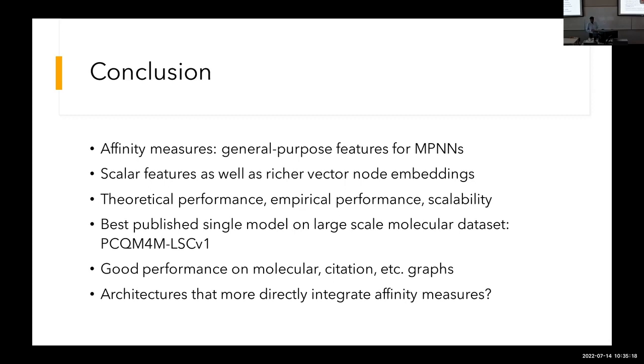We also did experiments on citation graphs. I didn't quite show it here, but we're able to do as well as other methods there as well. So I think one question maybe for the future is, can we design tailor-made architectures that use affinity measures in a more direct way, right? Maybe directly integrate them into the message passing rule somehow, or maybe use these as positional encodings in attention-based architectures and so forth. So I think there are a lot of things to explore here, and some of these we're looking at currently. But I'm hoping there are more directions we can go in with this.